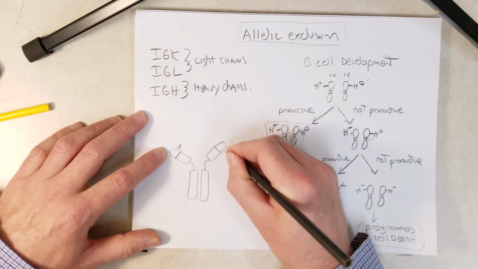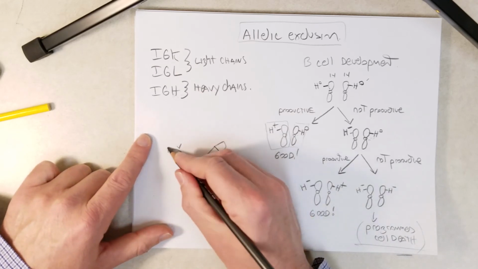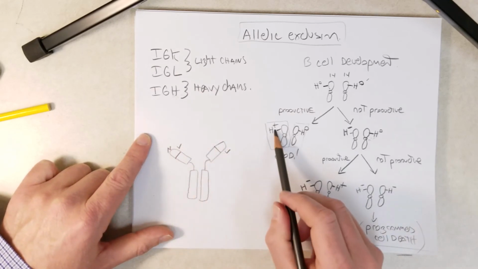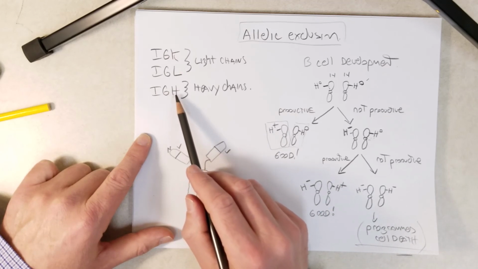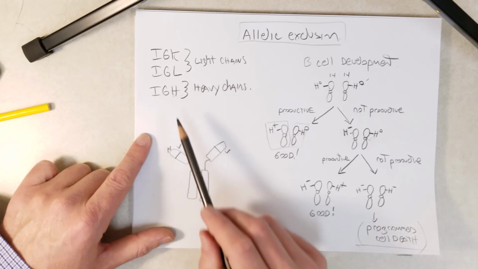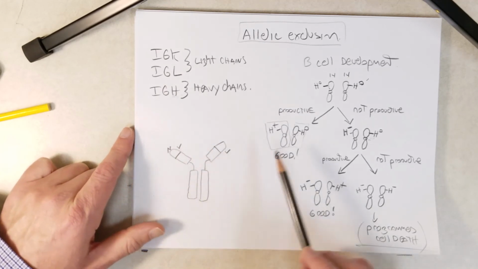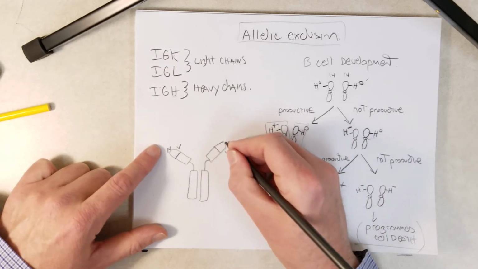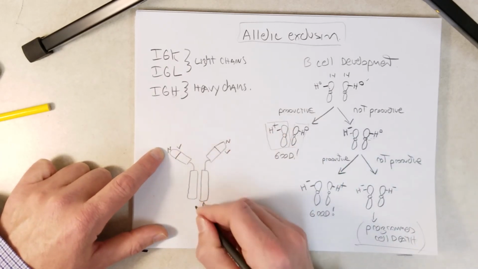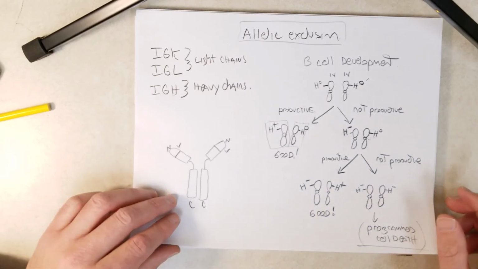So the variable regions of the heavy chains are identical. These are identical proteins because there's only one IGH locus that was recombined in a productive way, and there's only one type of protein that can be made from that productive recombination. So these will be identical, N-terminal regions here, C-terminal regions down here. Now, allelic exclusion also works for the light chains.